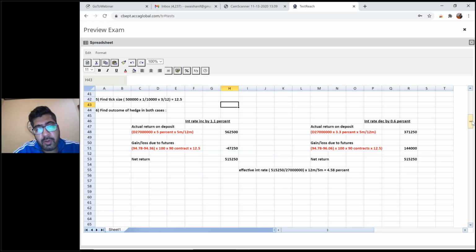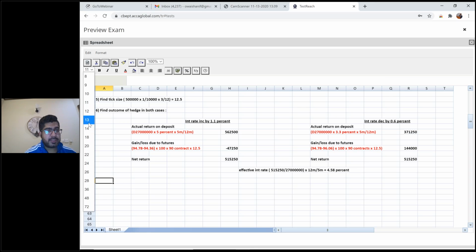And buy now at 94.78, sell at 96.06, higher. It's a gain. Gain increases return, added. The proof is that the net answer should be the same as the effective interest rate. You then compute it. Okay. Yes, it won't change. Now let's move to the final technique.